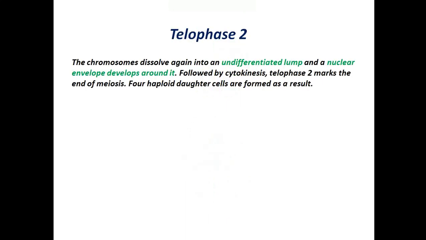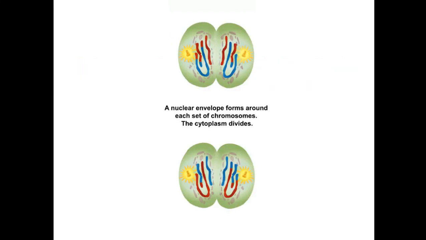Telophase 2, well, this is the last step of meiosis 2. The chromosomes dissolve again into an undifferentiated lump, and a nuclear envelope develops around it. Followed by cytokinesis, telophase 2 marks the end of meiosis 2. 4 haploid daughter cells are formed as a result. See this diagram of telophase 2.